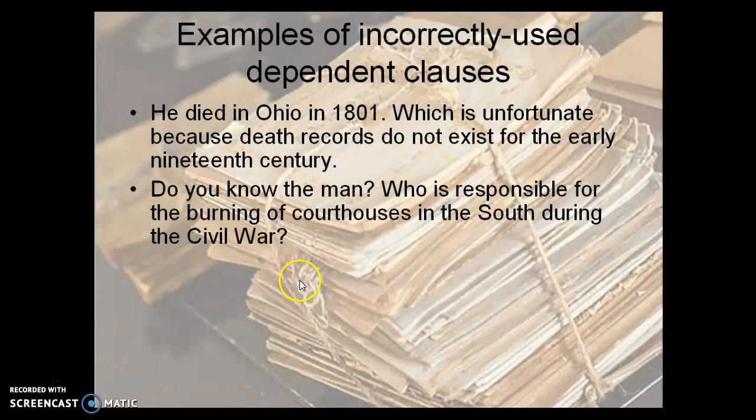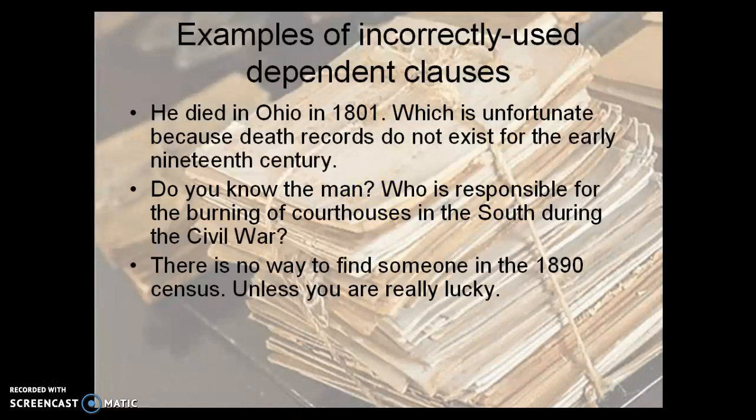Do you know the man, question mark, who is responsible for the burning of courthouses in the South during the Civil War? Again, "who is responsible for the burning of courthouses in the South during the Civil War" is not a complete sentence. It needs this sentence, "do you know the man," for it to make sense. And altogether, if we take out this question mark, then it's a complete sentence.